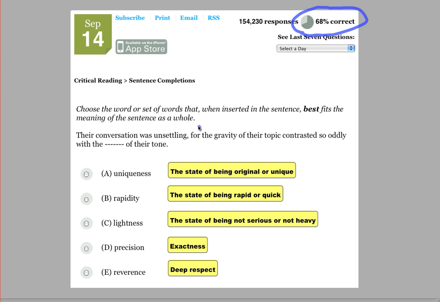All right, well, first of all, when you see the word for, some people get confused by that. For means because. So their conversation was unsettling because the gravity of their topic contrasted so oddly with the blank of their tone.